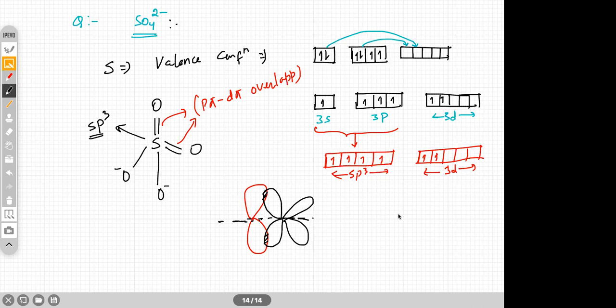No, it is lateral. You see, axial is along that dotted line. It is lateral overlap. P pi d pi is this, Vaibhav, it's nothing. See, the orbital of S involved in this pi bond is the d orbital, right? The atomic orbital is d only. But the orbital of oxygen is the p orbital. So here we have p d overlap, which forms a pi bond. That's why it is p pi d pi overlap.